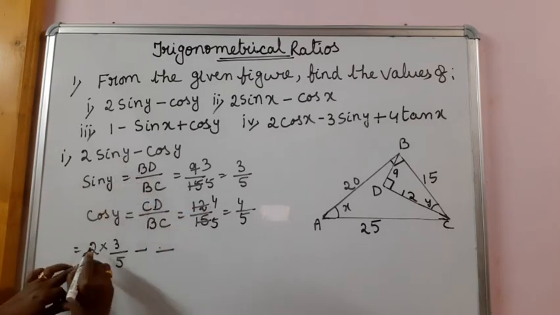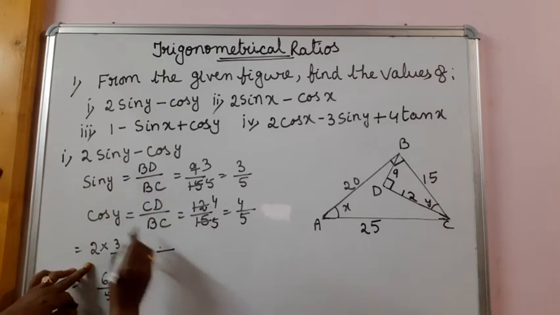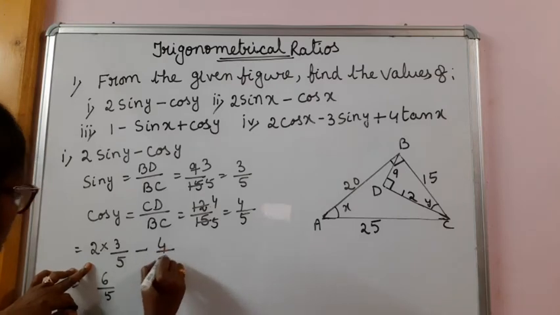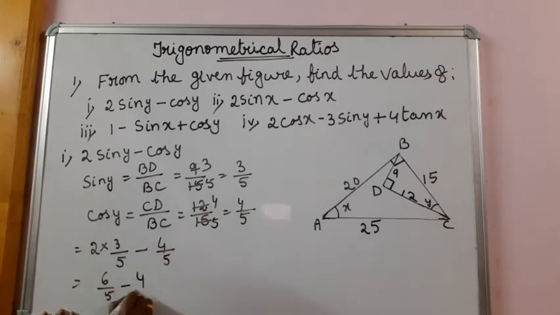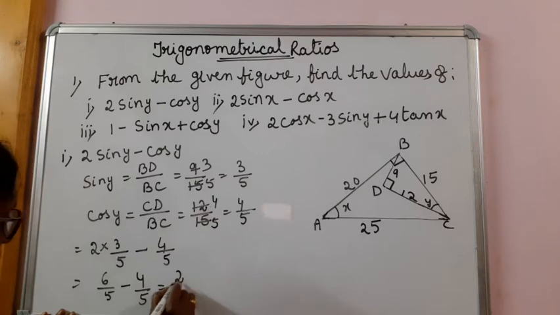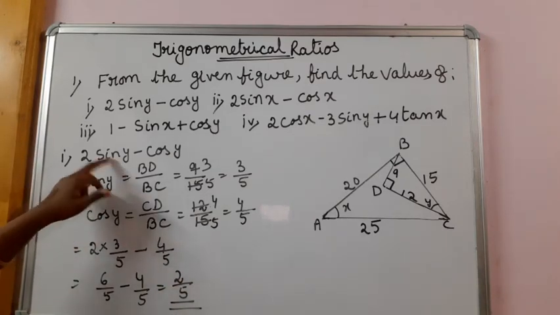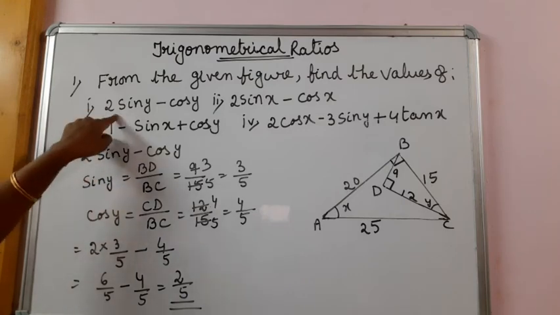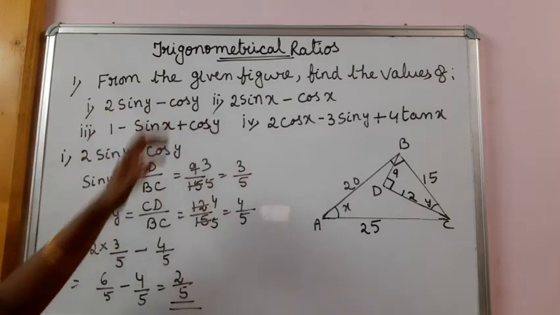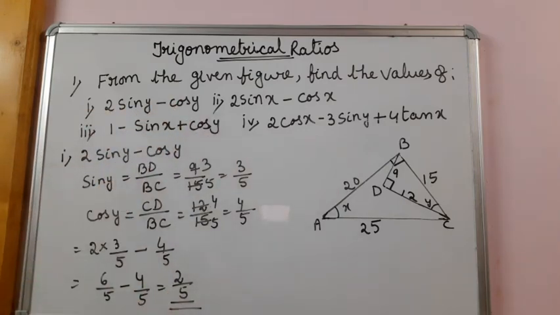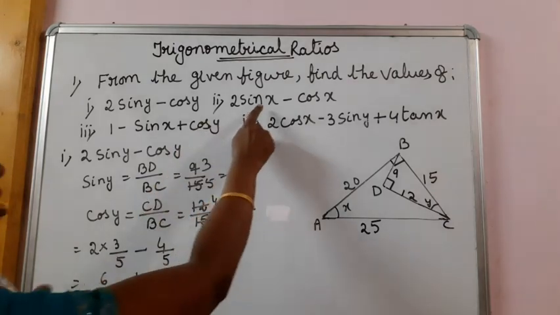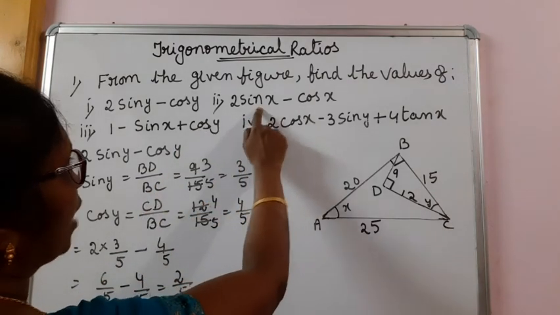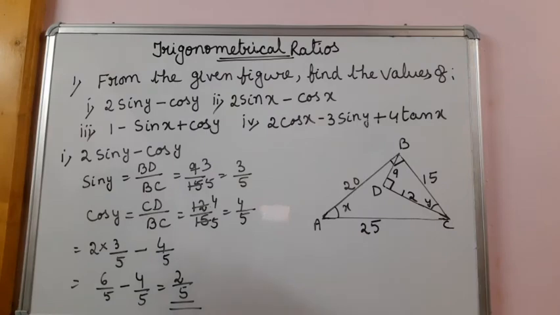So 2 sin y is 2 into 3 by 5 minus cos y is 4 by 5. 6 by 5 minus 4 by 5 gives you 2 by 5. So our first bit, we got the value of 2 sin y minus cos y is equal to 2 by 5. And the second bit, we have to find the values of sin x and cos x.